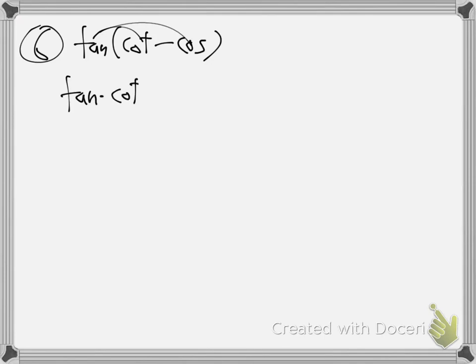Number 6. Tangent times cotan minus cosine. All right, what should we do with this one? We should definitely just multiply. I'm just going to go boom, boom. So I'm going to have tangent times cotan minus tangent times cosine. Good so far? I just distributed that tangent on through the parentheses.